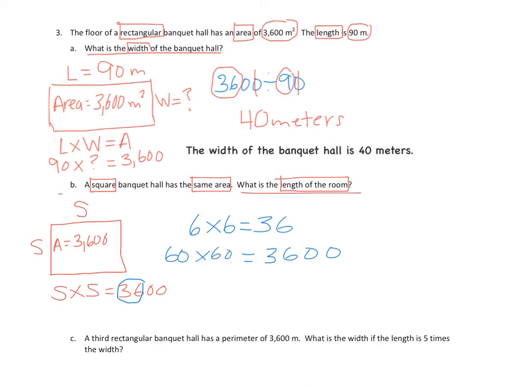Let's double check. I know 6 times 6 gives us 36. And since I'm multiplying 60 times 60, I have to add those 2 zeros. And yes, I do have 2 zeros in my answer. So the length, or the side, is going to be 60 meters. So let's write our sentence out. The question says, what is the length of the room? And our sentence will be, the length of the room is 60 meters.